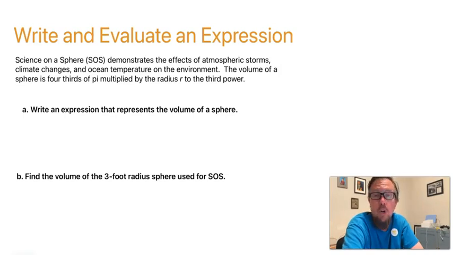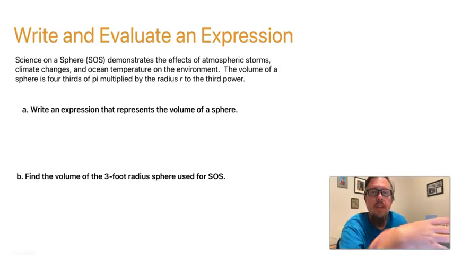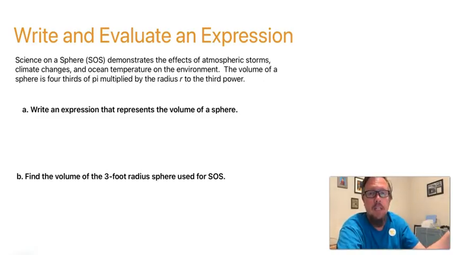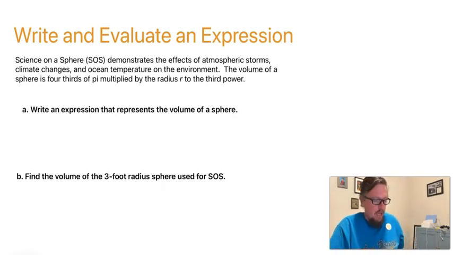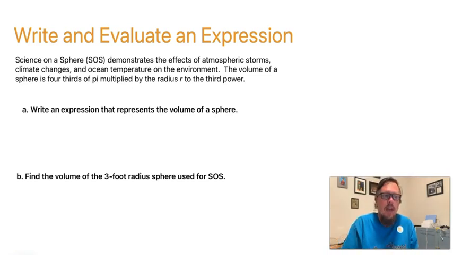Let's take a word problem and see if we can convert that problem into an equation and then use the equation to find a value. So this problem says science on a sphere, SOS, demonstrates the effect of atmospheric storms, climate changes, and ocean temperature on the environment. The volume of a sphere is 4/3 of pi multiplied by the radius r to the third power. And the first thing we need to do is write an expression that represents the volume of a sphere.